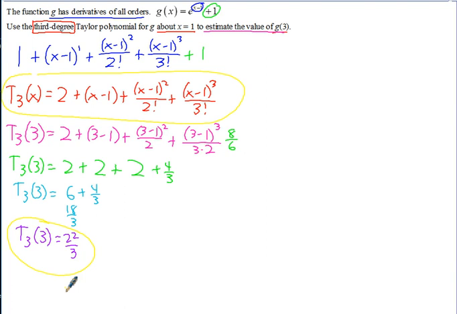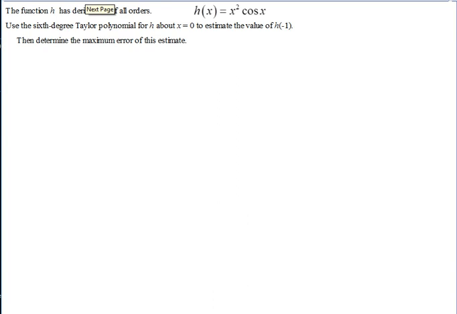Notice on this one, we're not asked about the maximum error because we can't use that same formula, because this series, notice, is not alternating. There's other ways we can tell the error, but not using the alternating series error test because it's not an alternating series. All right, let's take a look at another one that is, though.